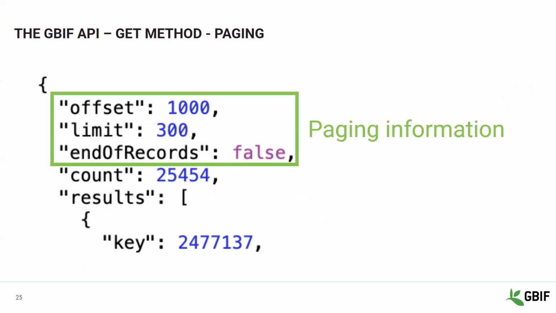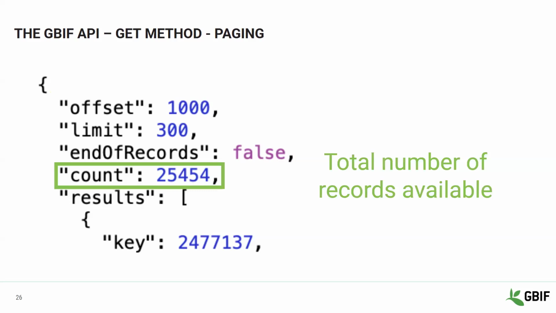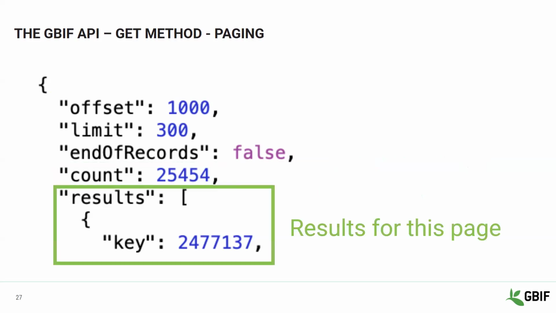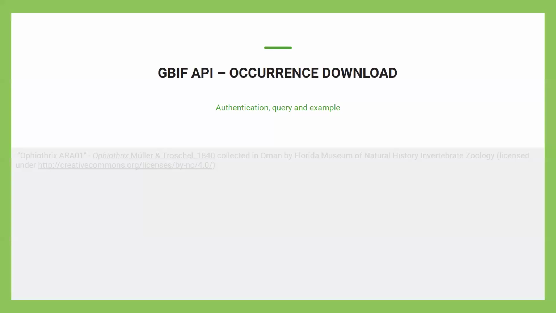So this is the paging information, and this is the total number of records available. So you know that you are only between 1000 and 1300 records. There are 25,000 more records still present. And at the bottom, it gives you all the details, like which species it is and all these details. This is how the whole big complex GeoJSON is broken down and understood.